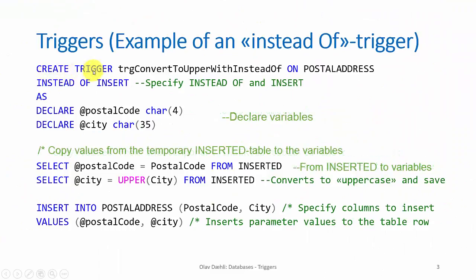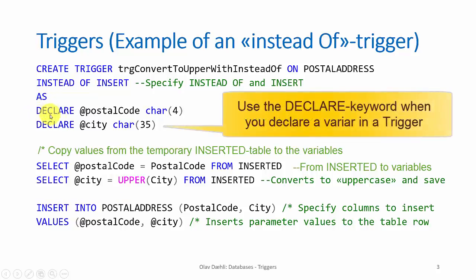We specify the name of the trigger, create trigger, and the TRG. I use this prefix for trigger. And the name, convert to upper, with instead of, on, and we specify the table, which is postal address. And then we have to tell that this is an instead of insert trigger. So every time an insert event occurs on this postal address table, then it will instead do what we specify down here. In this definition part, we use the keyword as, and we can declare some variables.